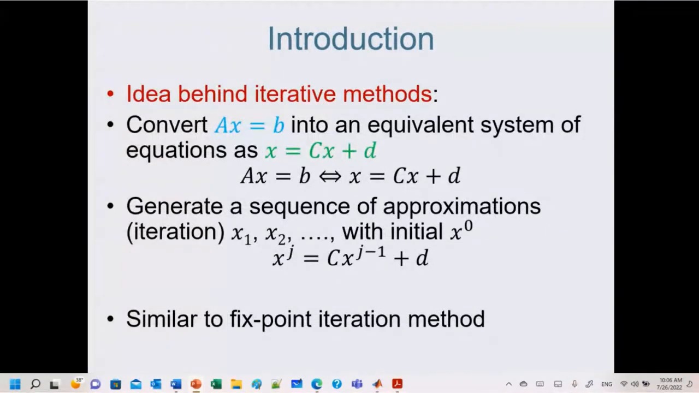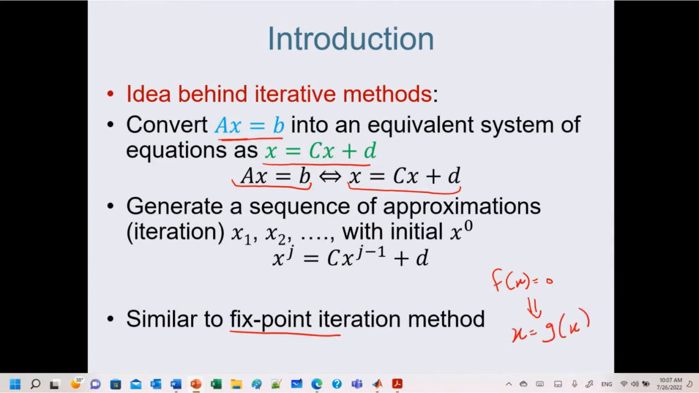The idea behind the iterative methods for solving system of linear equations is to convert the system from the form of Ax = b into a form of x = Cx + d. So from Ax = b, we are going to convert it to x = Cx + d. This is just like the idea of the fixed point iteration, where you had f(x) = 0 and we convert it into the form of x = g(x). So same thing we do here.